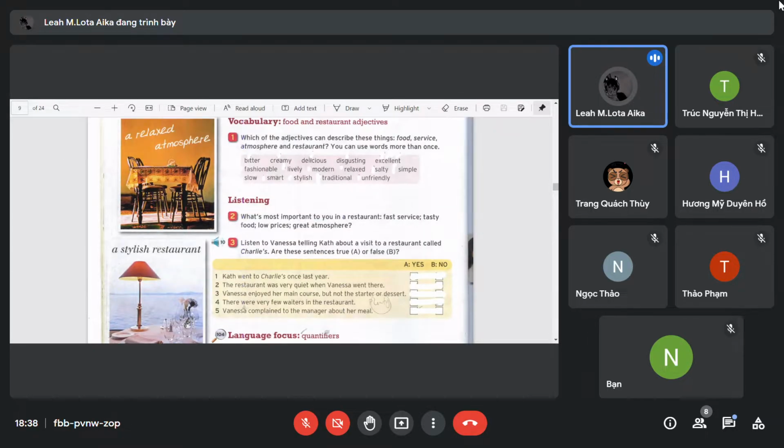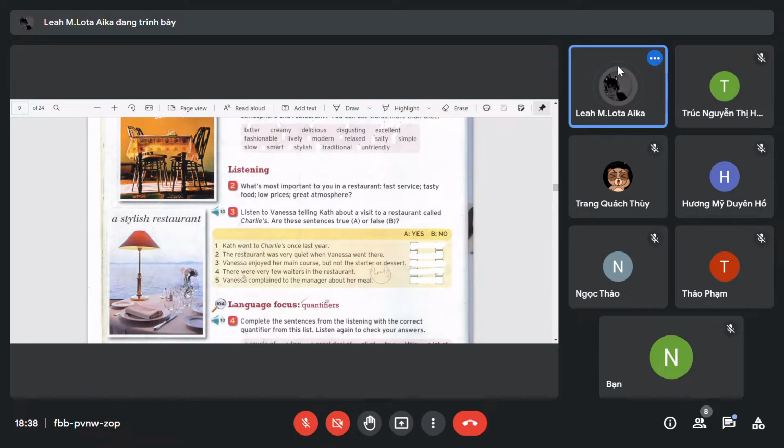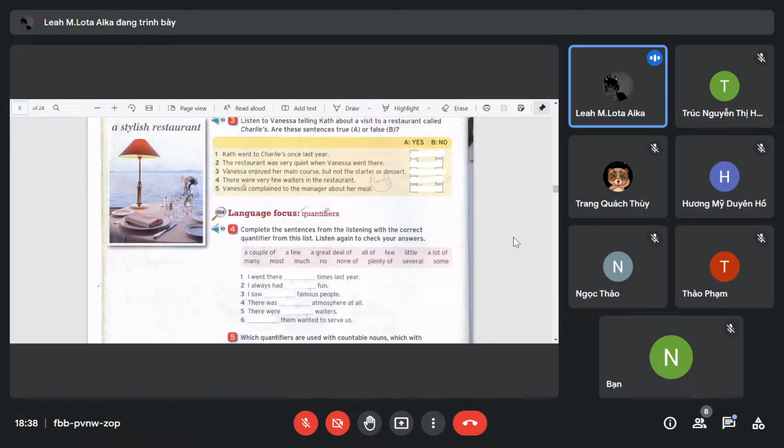They are examples of types of restaurant. We have a relaxed atmosphere restaurant and then a stylish one. We also have listening for exercises 2 and 3. Number 4 is also listening, but later on we're going to introduce some examples of quantifiers.